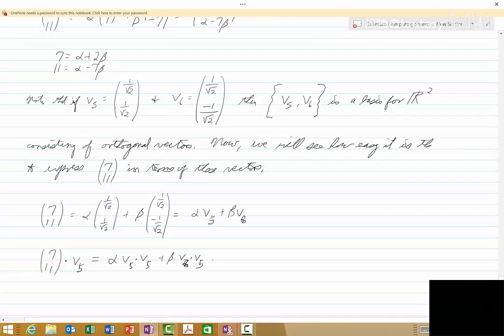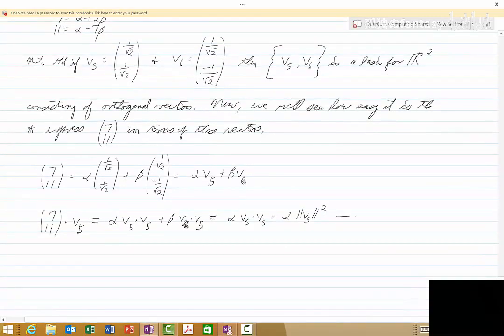So that means that when we come down here and try to express the vector (7, 11) in terms of v5 and v6, we get alpha v5 plus beta v6. But then if we take the dot product of both sides with v5, this term right here, since v6 dotted with v5 is 0, will disappear, and we just get alpha times v5 dot v5, or alpha times the length of v5 squared.